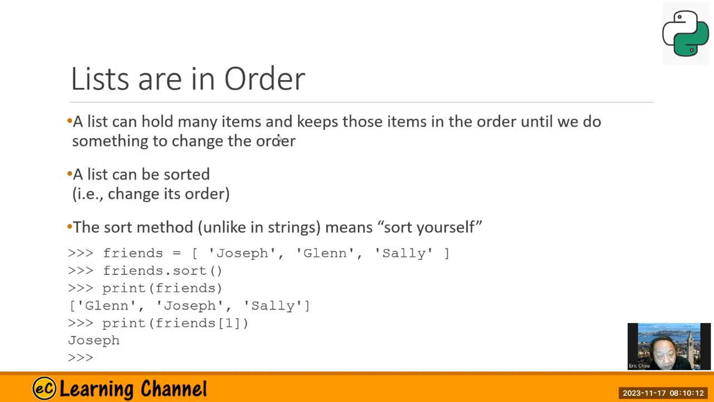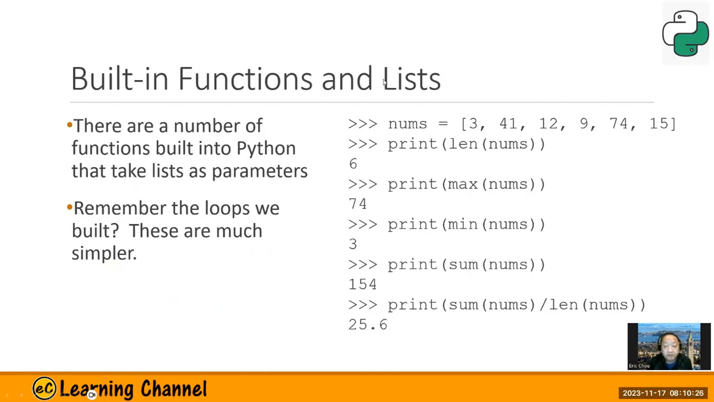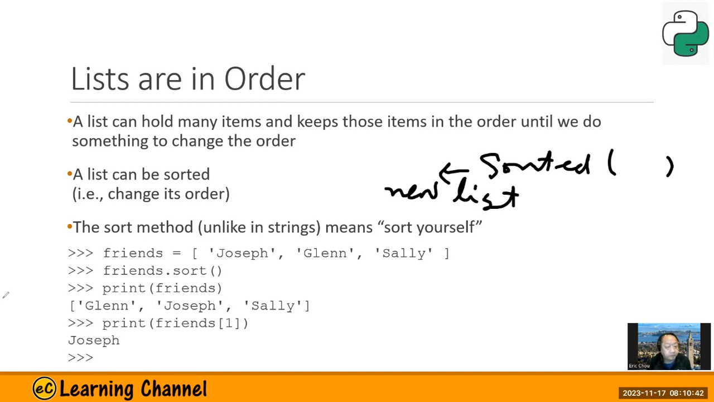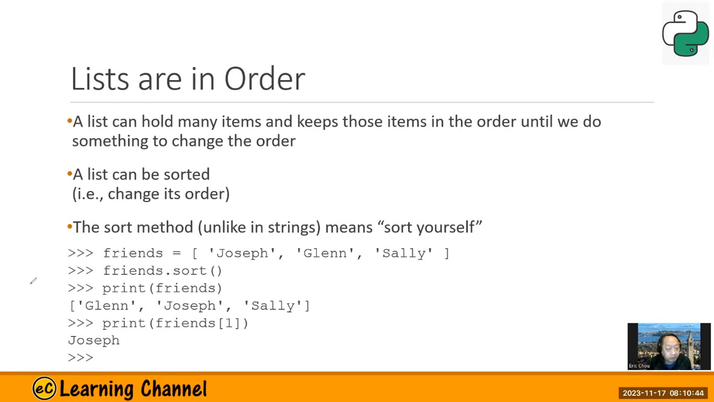These are in order. You can use the sort function. Again, this is destructive sorting. So friends after sorting will be changed. And if you don't want it to be changed, you can use the sorted function. And the sorted function will not change the order of the data. Instead, you create a new list.